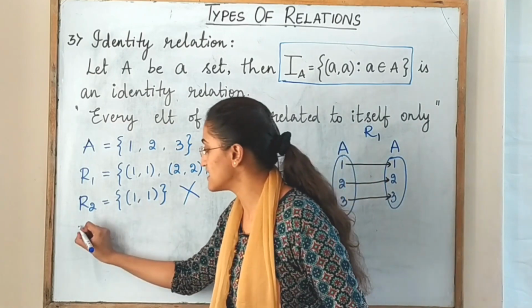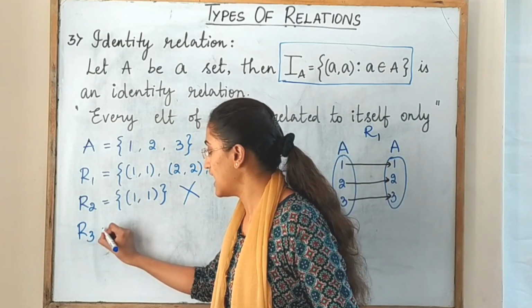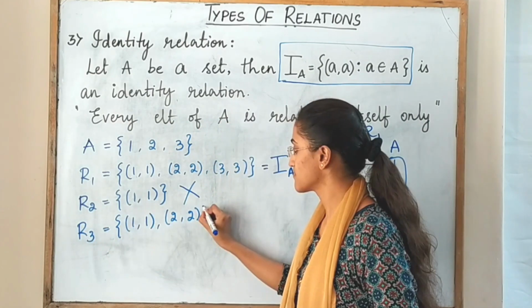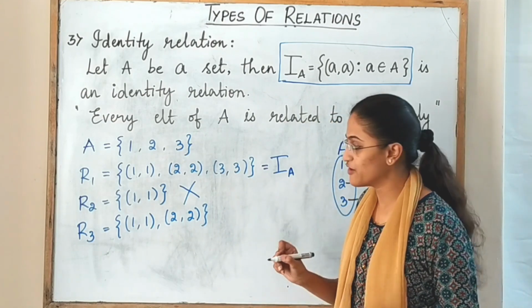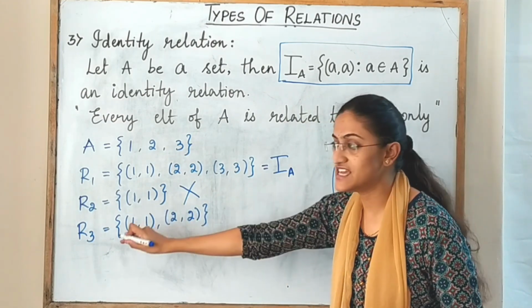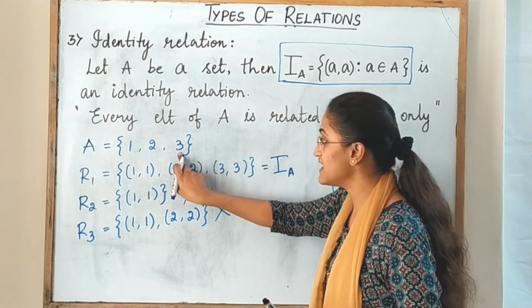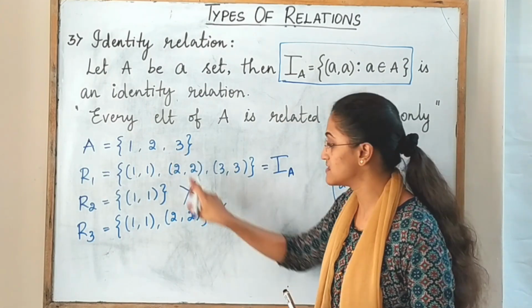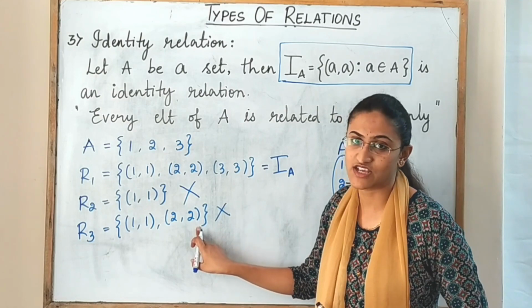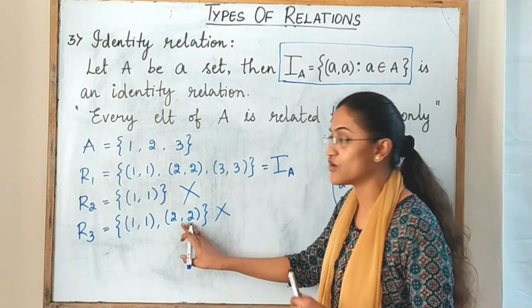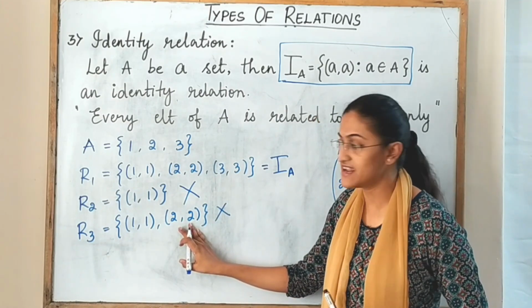And I shall give another example, R3. Now I hope you can guess it. This relation is also not an identity relation because 3 is also an element of A, but 3, 3 is not in the relation R3, and hence this is also not an identity relation.